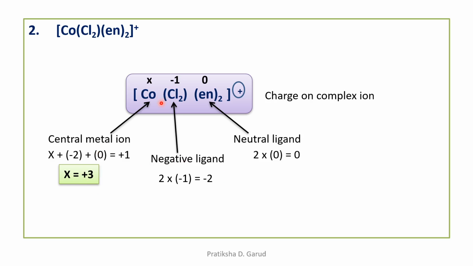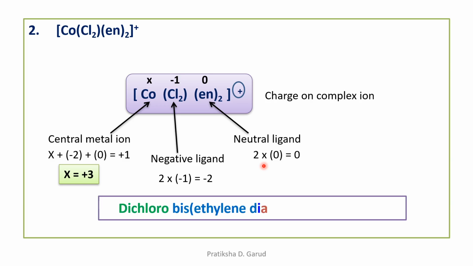So what will be the name for this then? So we have to write for the chlorine it is a dichloro. Then for the ethylene diamine it is a polydentate ligand. So as there are two ethylene diamine, it will be named as the bis, and in bracket we have to write the ethylene diamine. So it is a dichloro bis ethylene diamine. Then the name of the metal, that is cobalt, in bracket its oxidation state +3, and finally it is iron, right? So its name is dichloro bis ethylene diamine cobalt +3 iron.